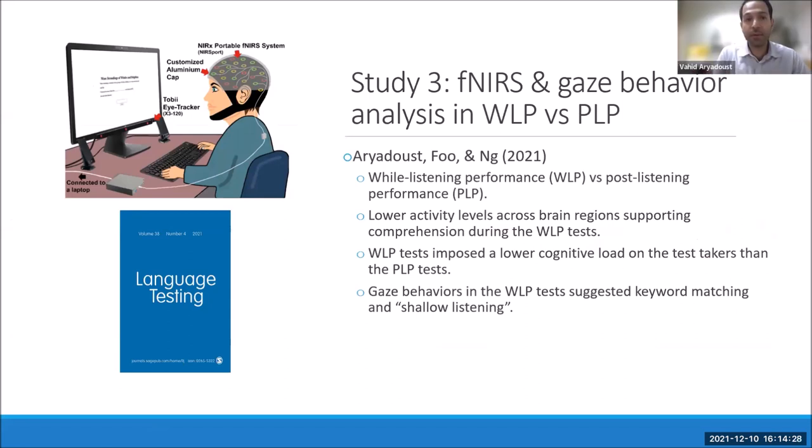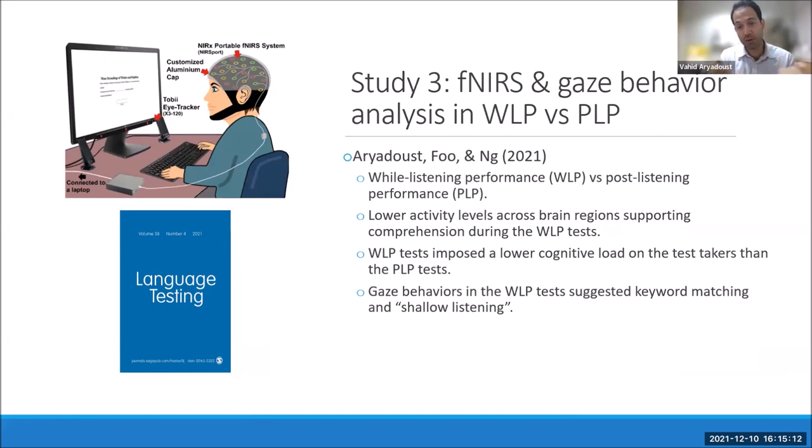The other study actually confirmed most of the conclusions that we had drawn, but it also combined two technologies, fNIRS technology and eye tracking technology, and had a much larger sample, which took us a long time to complete. It is this one, which was recently published in Language Testing. Our sample size was 80, and for those of you who are familiar with fNIRS and eye tracking research, you can probably guess how much time we spent designing this study and getting 80 participants. But long story short, we found that there were significant differences between WLP and PLP tests.